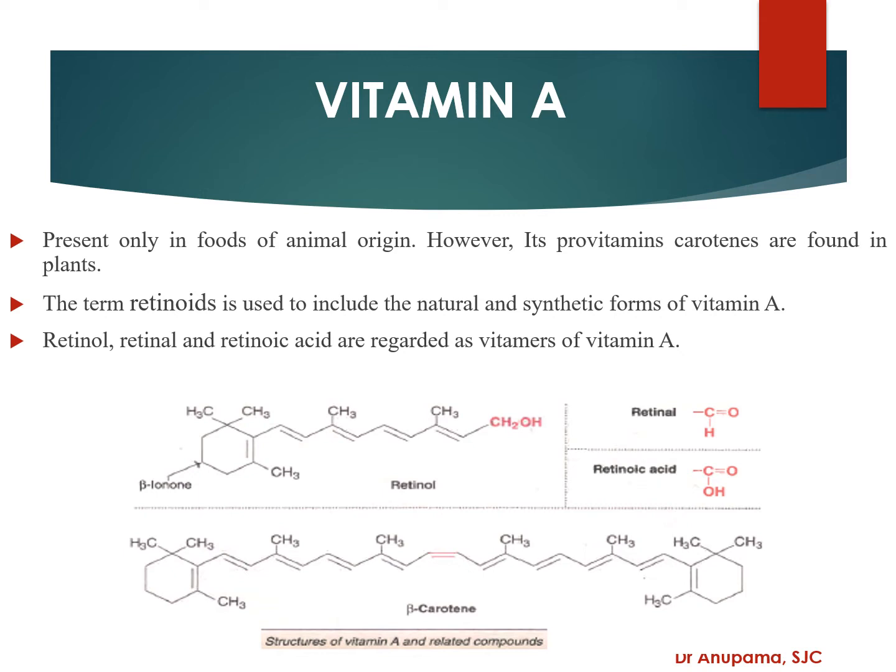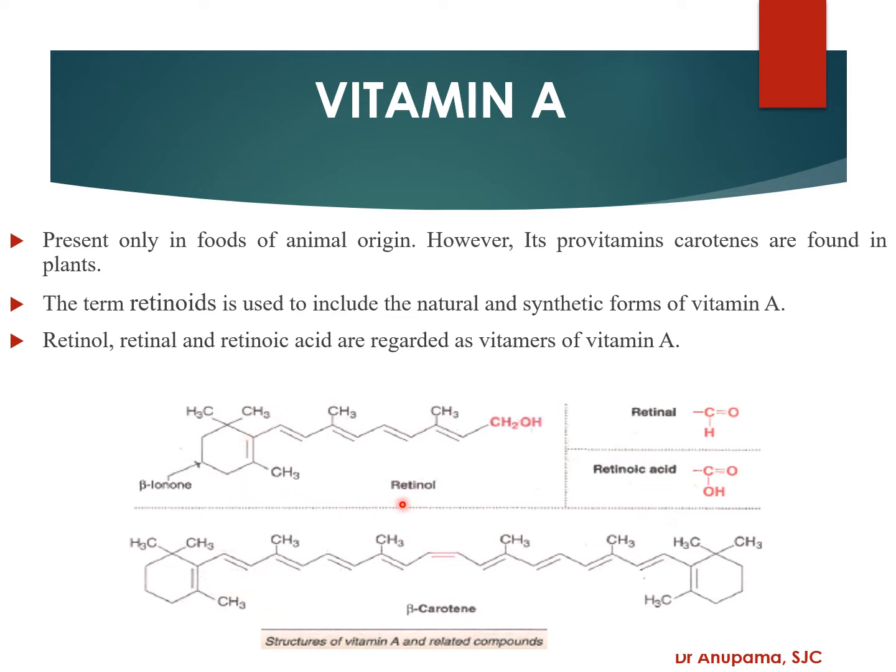First is vitamin A. It is present only in foods of animal origin. However, its provitamins, carotenes, are found in plants. The term retinoids is used to include the natural and synthetic forms of vitamin A. Retinol, retinal, and retinoic acid are regarded as vitamers of vitamin A.